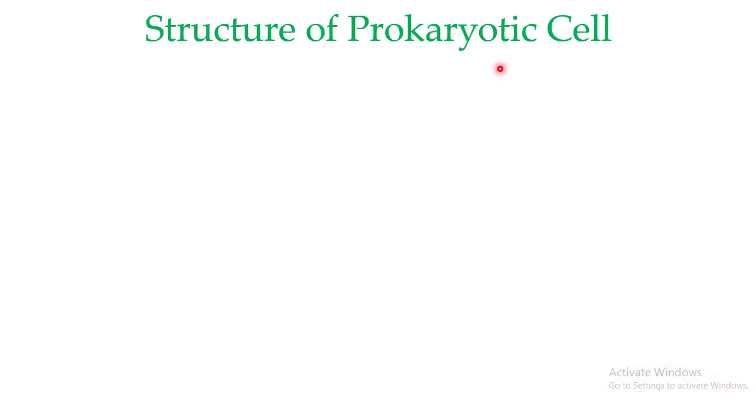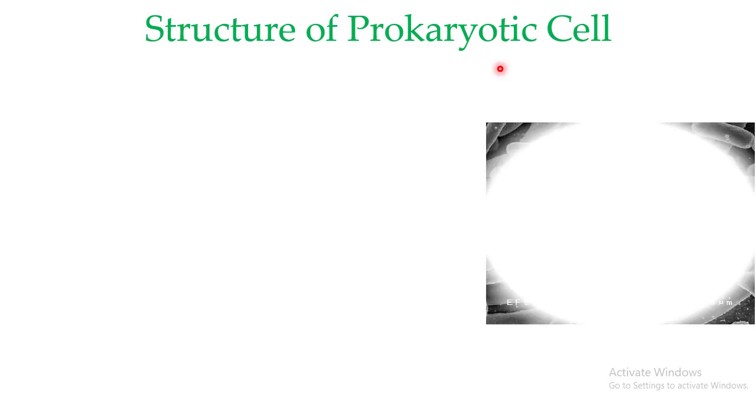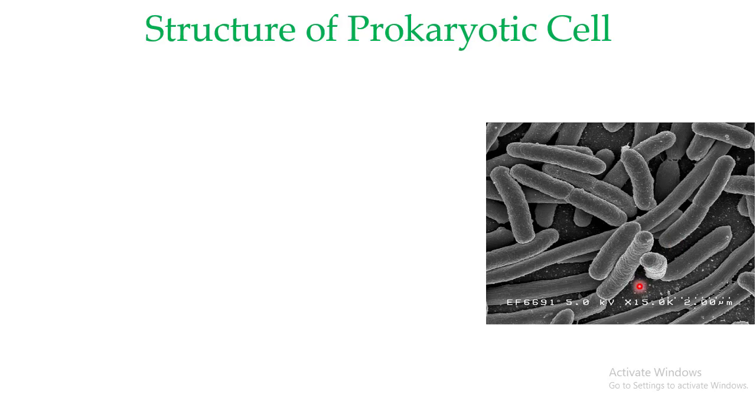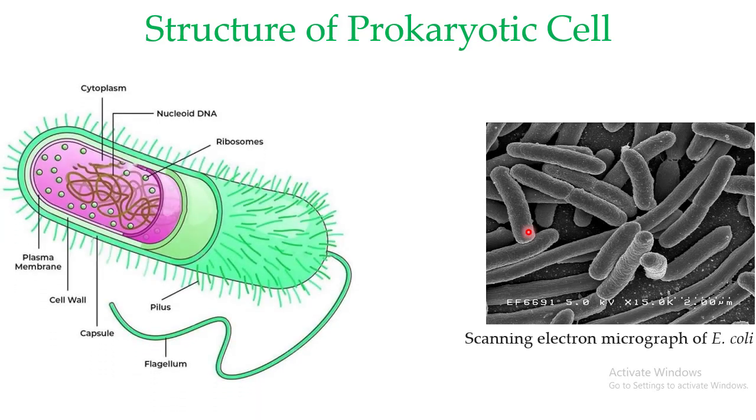So we are going to start our discussion on the prokaryotic cell, focusing on its structure. Now, this is an electron micrograph of the famous Escherichia coli. If you look at this image, you can see the shape of the E. coli in this electron micrograph. And this is the generalized structure of a prokaryotic cell. The prokaryotic cell contains the cytoplasm, the nucleoid DNA, the ribosomes, the pilus, the flagellum, the capsule, the cell wall, and the plasma membrane.